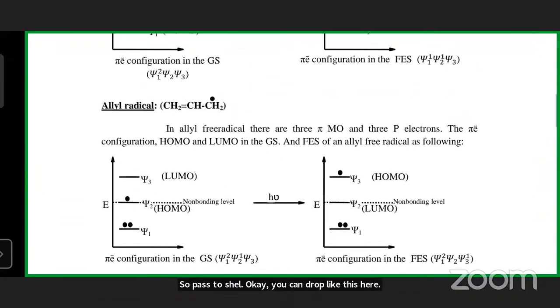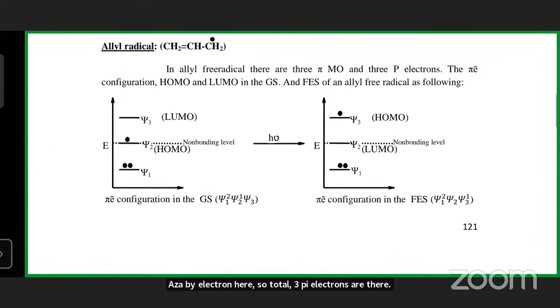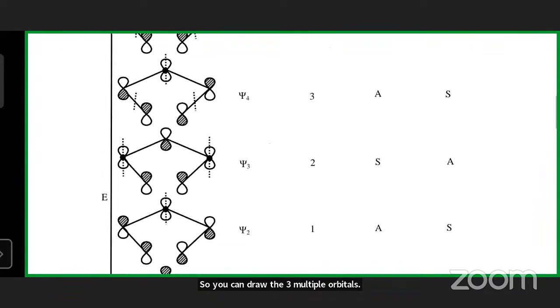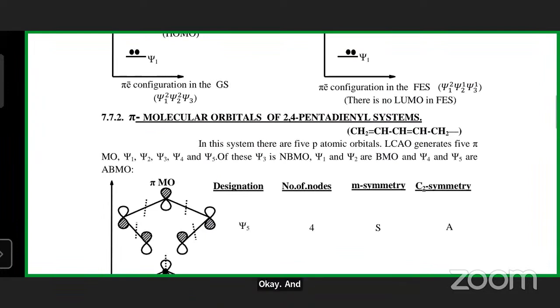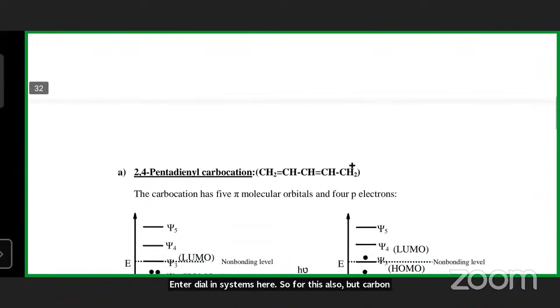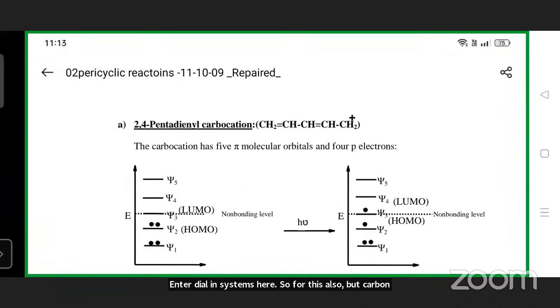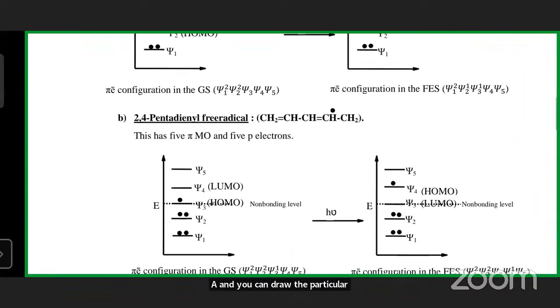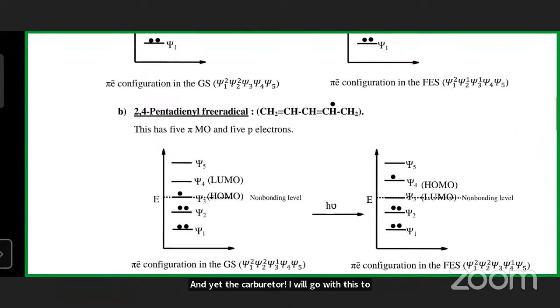And if it is a free radical, you can consider that free radical as a p orbital here. So the number of electrons is 3, because here the 2 pi electrons and 1 free radical. This is also considered as a pi electron here. So total 3 pi electrons are there. So you can draw the 3 molecular orbitals for this particular allyl radical here. Okay, and next, the 2,4-pentadiene systems here. For this also, for carbanion, carbocation, you can draw the particular molecular orbitals here. And I will go with this 2,4-pentadienyl free radical here.